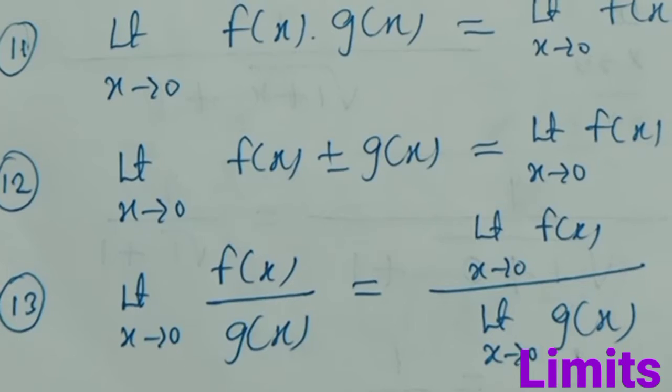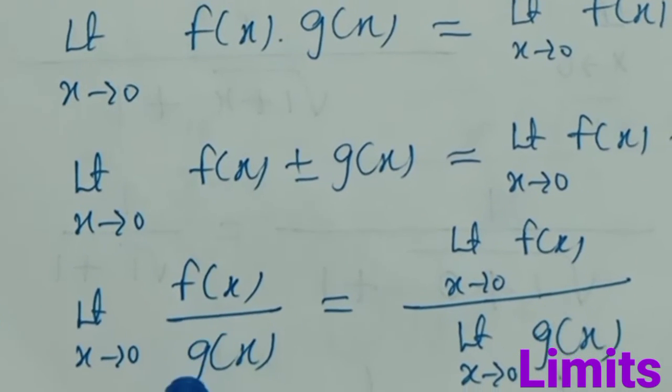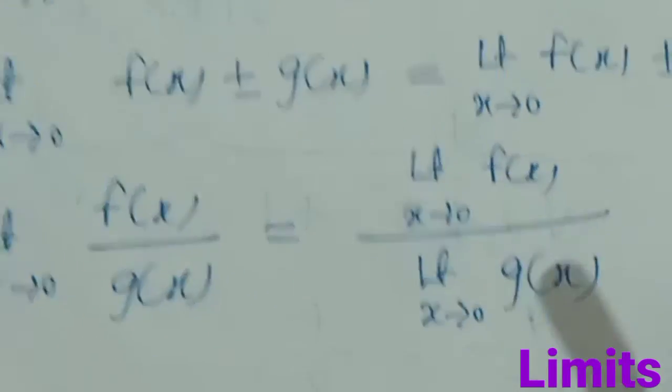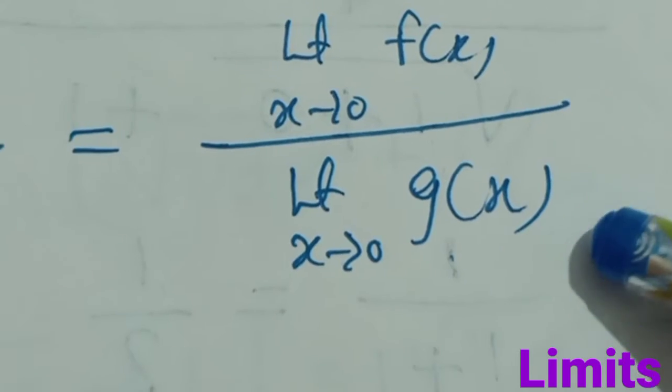Now last one, 13th one, limit x tends to 0, f of x by g of x, it is equal to, here we write limit x tends to 0 f of x by limit x tends to 0 g of x.